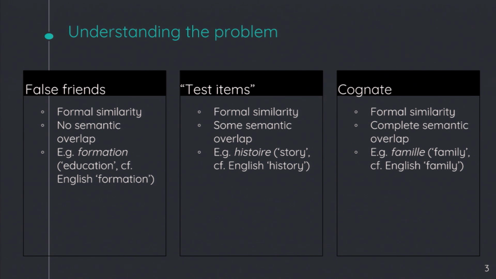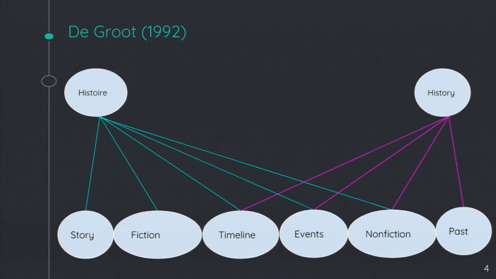So I wanted to look at something in the middle of these two things. They would have a formal similarity and then some semantic overlap, but not complete. An example of that would be histoire in French, which means story in English, but looks like the English word history. So how this works: I wanted to look at histoire and history, which have some overlap right here. They both involve a timeline and events, and they have some ordering to it. But in English, history has the connotation of nonfiction and the past, something that has already happened, whereas histoire has the connotation of being a story or fiction.